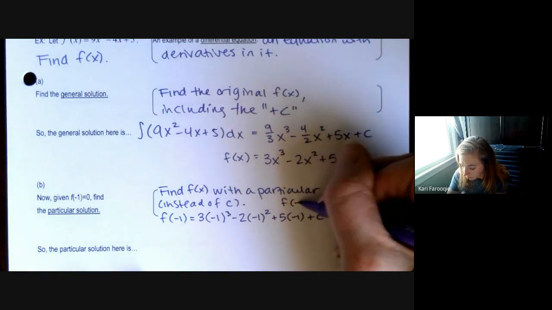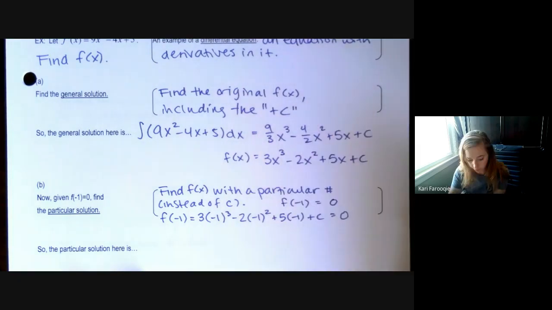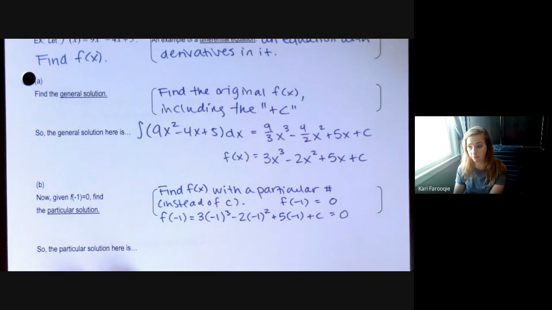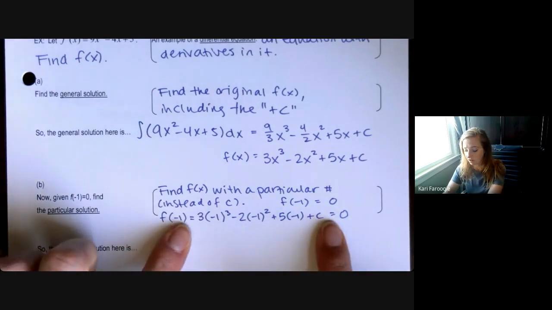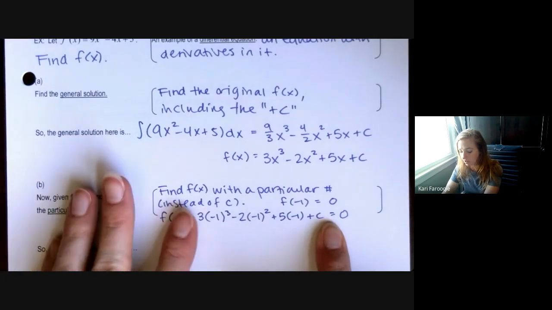So this is where we're coming up with f of -1 equals 0. Got it? So here's f of -1. You know, I know maybe this looks weird because it has two different equal signs in it. But if you want to ignore that, fine.